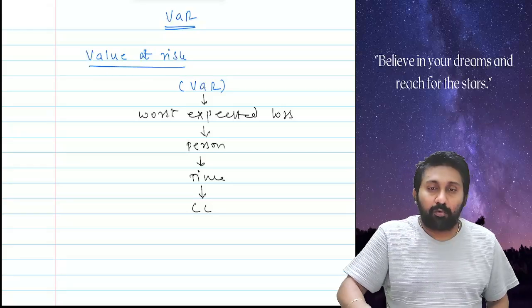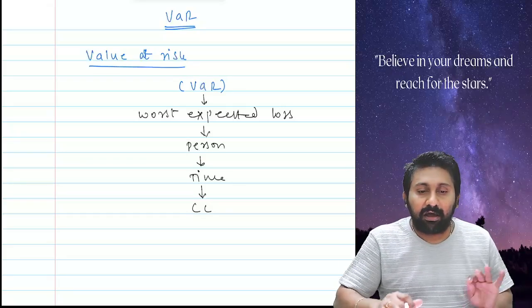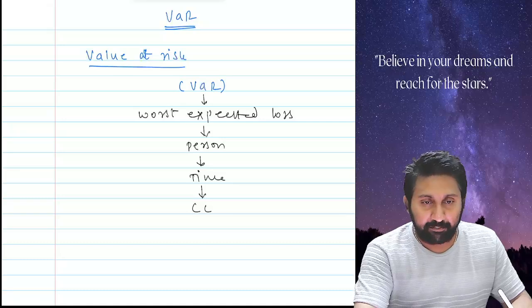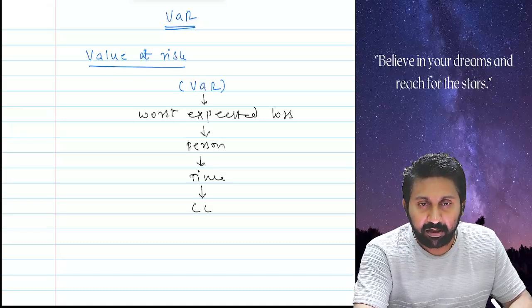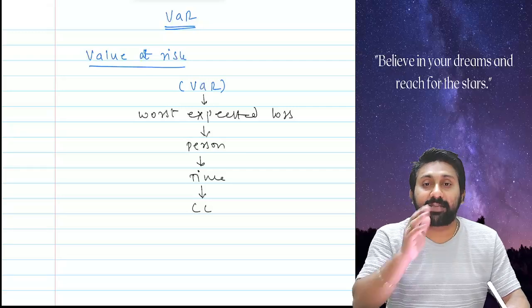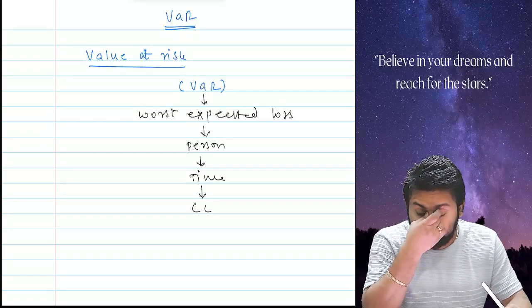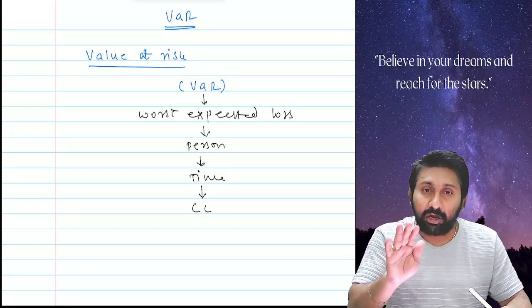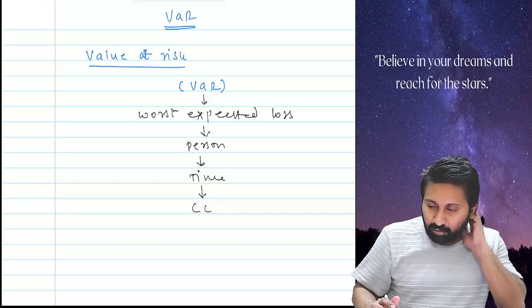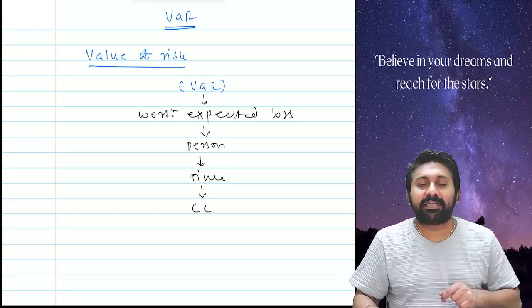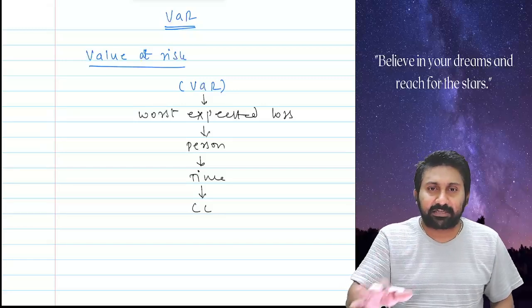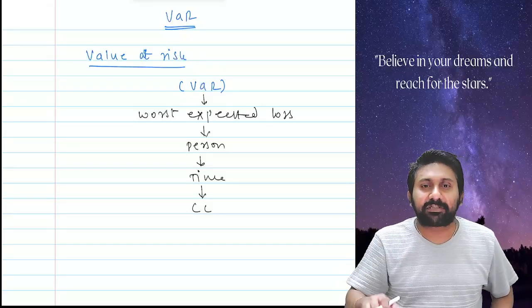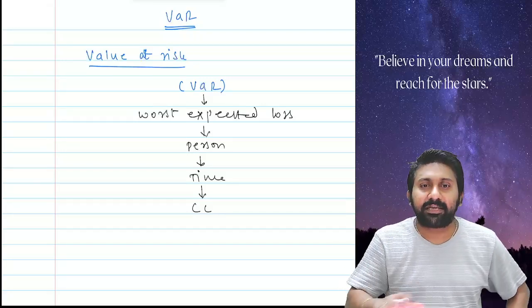I repeat, what is VAR? VAR is a loss number. It's not a profit number. It's not a return number. VAR is a loss number. What is this loss number? It is the worst expected loss an investor can get on his investment.